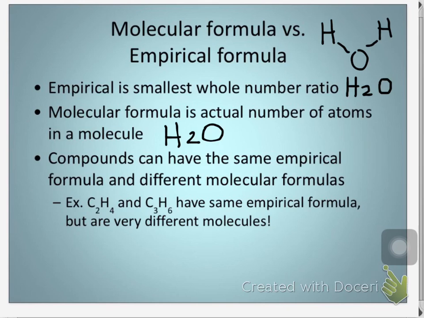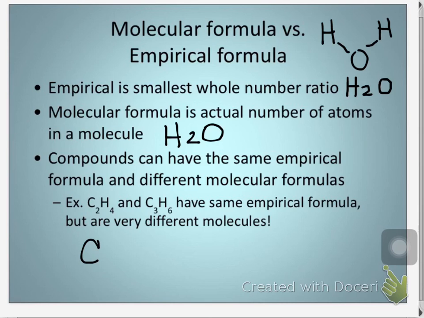Can you simplify the ratios there? No. That's it. It's the same thing. You can have compounds that have the same empirical and molecular formula, like water. You can also have compounds that have the same empirical formula but have different molecular formulas.